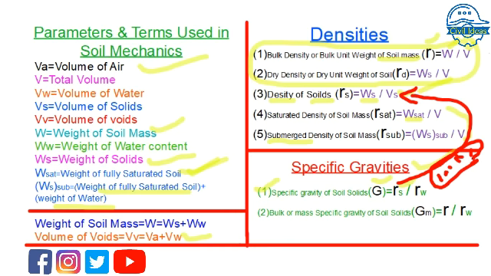So specific gravity is generally determined with respect to water. This is the specific gravity of soil solids, where you consider only the soil solids. But the bulk or mass specific gravity is the ratio of the unit weight of the total soil mass to the unit weight of the water. Here you have to consider only the soil solids. So this is the basic difference between these two.